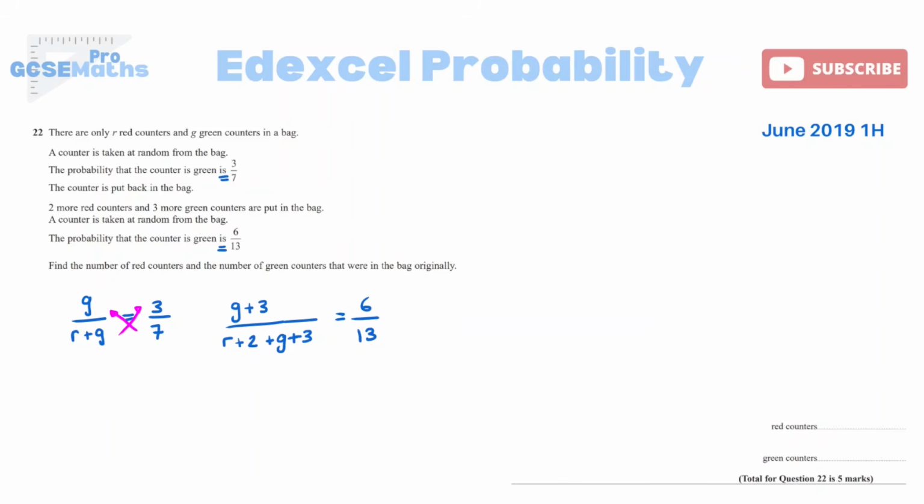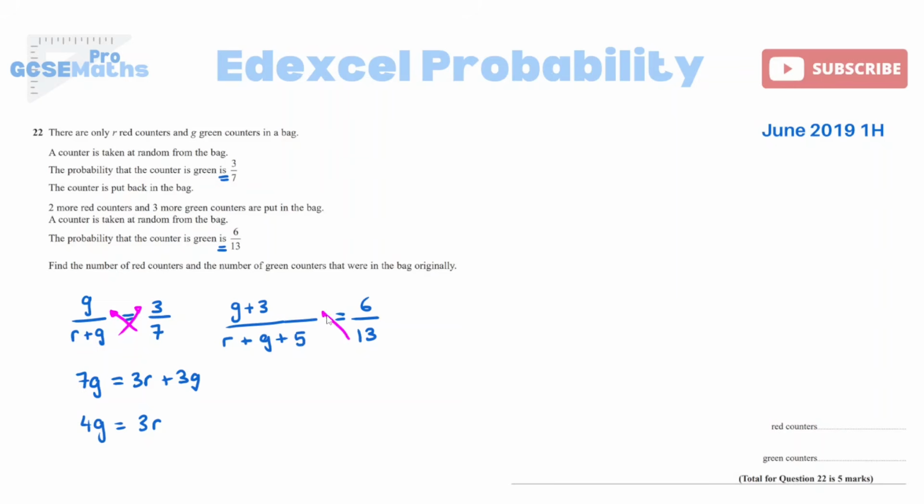So for the first one, it's a little bit more straightforward. We're going to get 7g on the left, and if I multiply r plus g by 3, that would be 3r plus 3g. Now, I'm just going to collect all of the g's together in that case. So I'm going to take away 3g, which is 4g is equal to 3r. So that's fairly straightforward. Our second equation, first of all, I think I'm going to add together the 2 and the 3. So plus g plus 2 and 3 is obviously 5. So just to make that a little bit more straightforward.